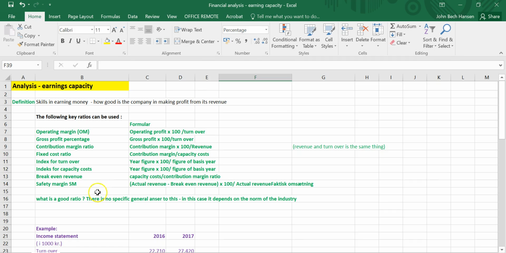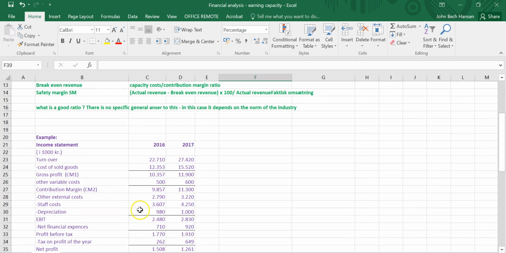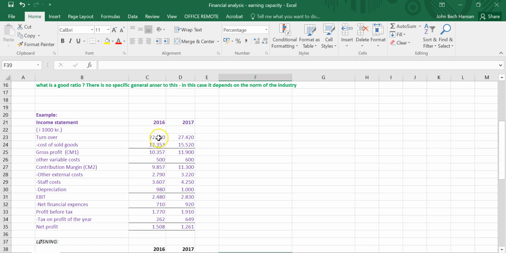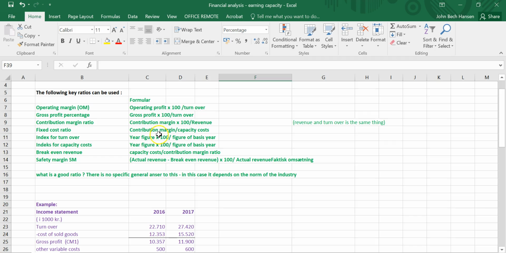Okay? Safety margin is when you are in business and you have a profit like you have here, how much can you actually afford to lose? How safe are you at this type of level? How much can you actually risk to lose before you will go to zero or to break even? So we'll come back to that when we calculate the numbers.